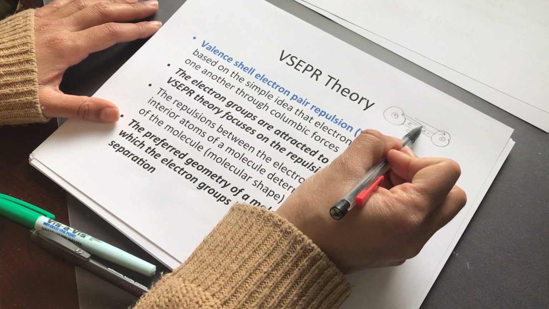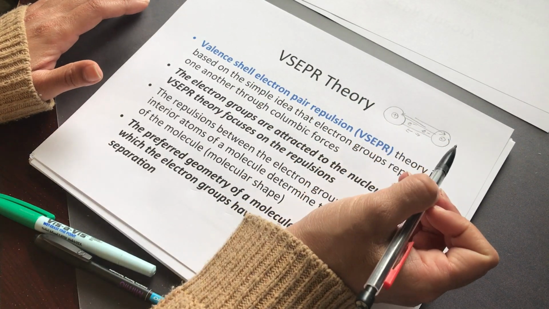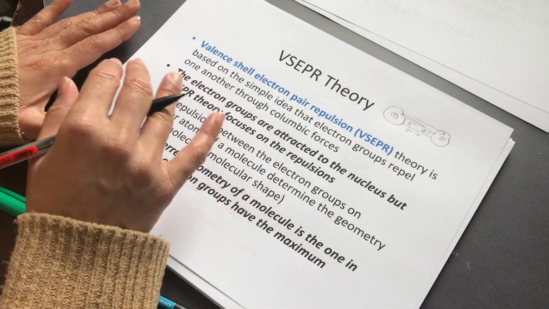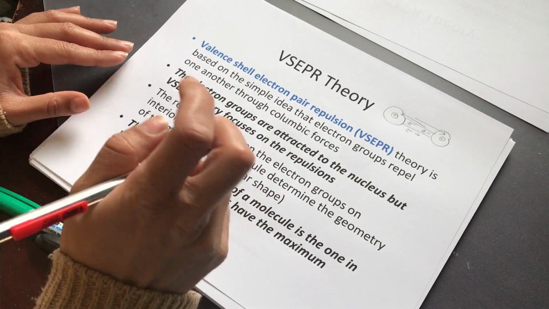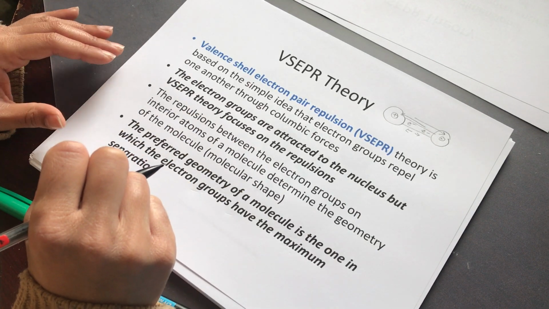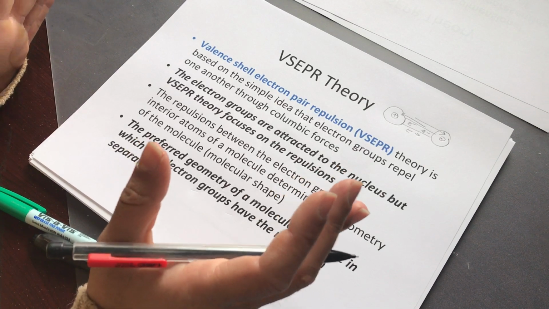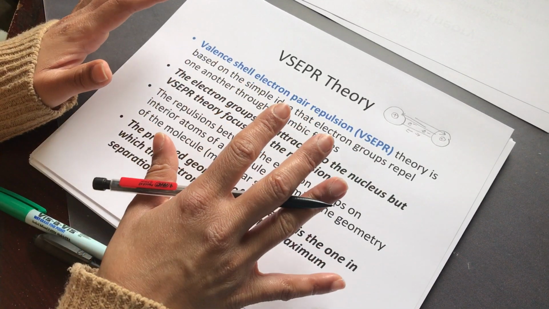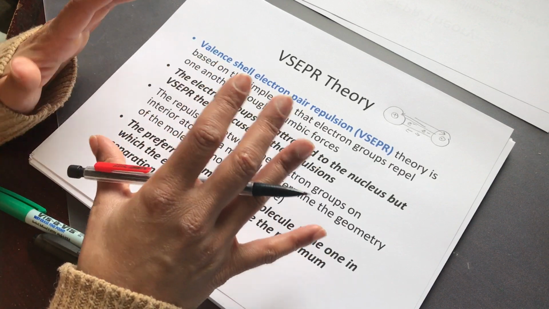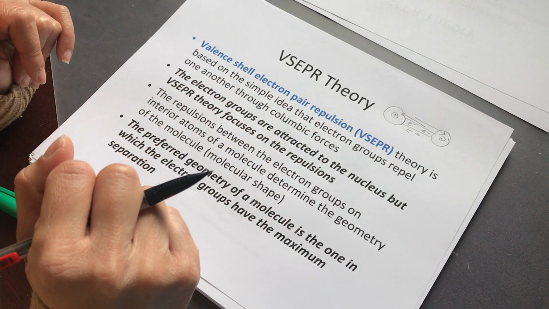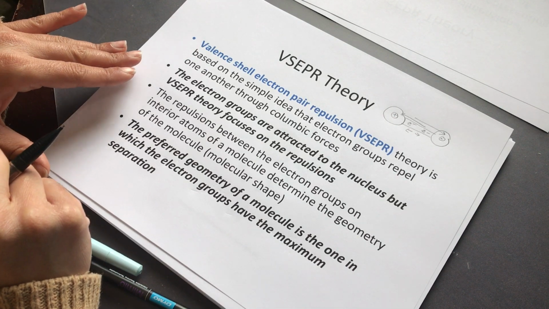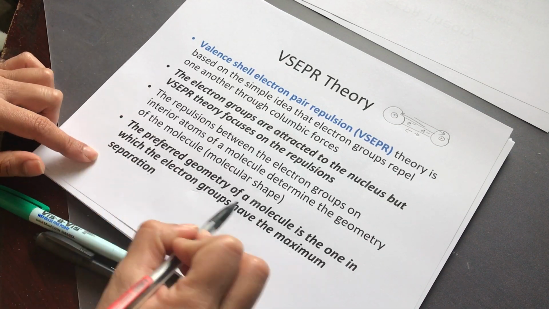For VSEPR theory, we're focusing on the repulsion and how that causes the shape to be different three-dimensionally than what we see in a planar piece of paper. The repulsions between electron groups on interior atoms of a molecule determines the geometric shape. So we first look at, just through the electron groups that we have, what would be the shape three-dimensionally for a structure. The preferred geometry of a molecule is the one in which the electron groups have the maximum separation.